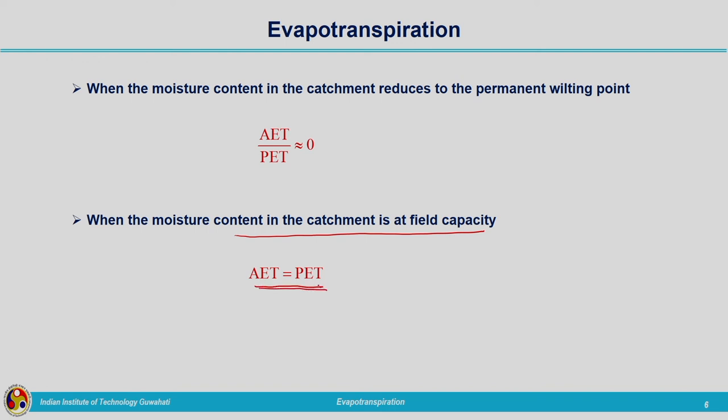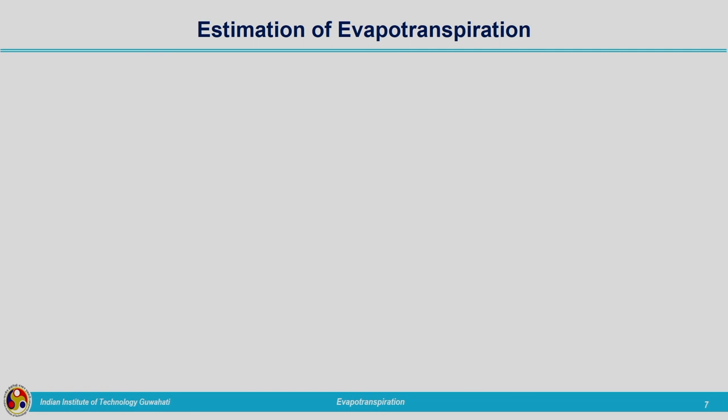Because it is having a sufficient amount of moisture present in the soil, the actual evapotranspiration will be equal to the potential evapotranspiration at the field capacity. Now, let us move on to the estimation of evapotranspiration.